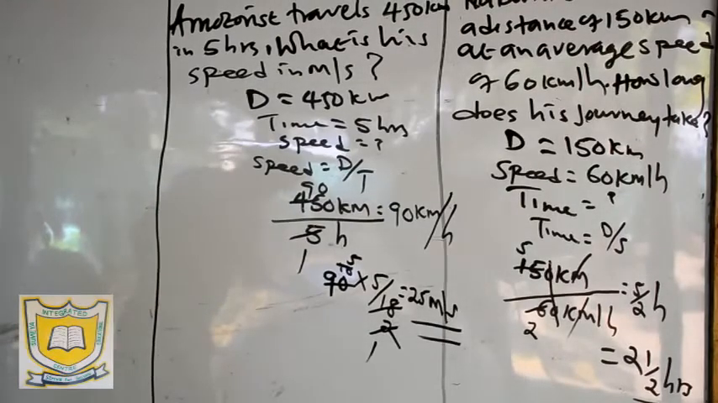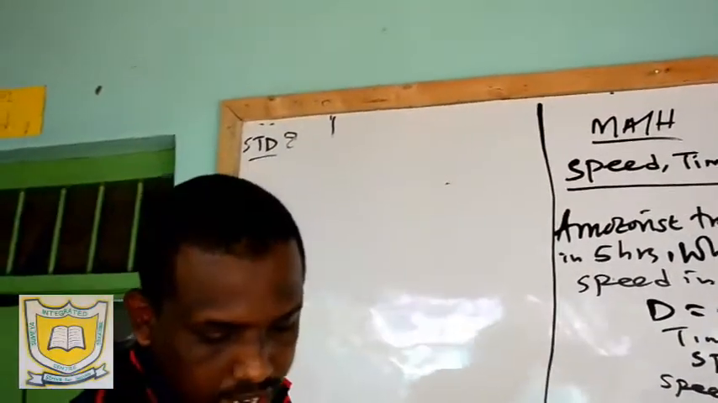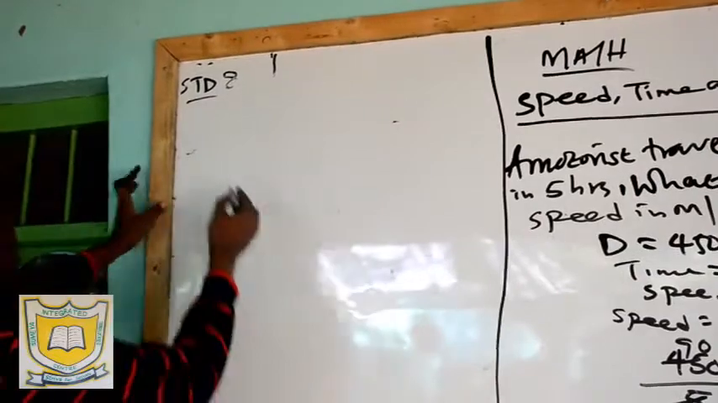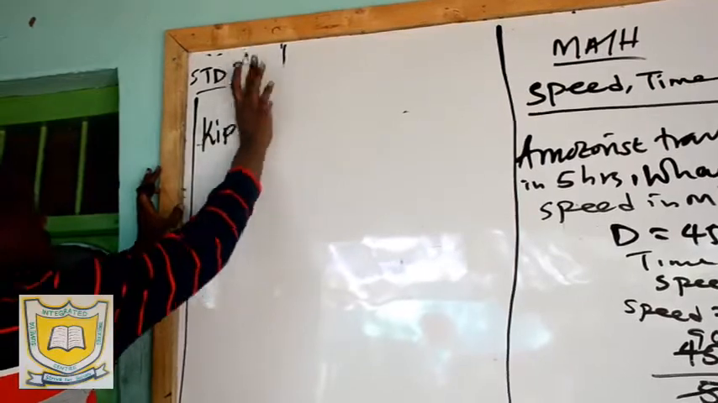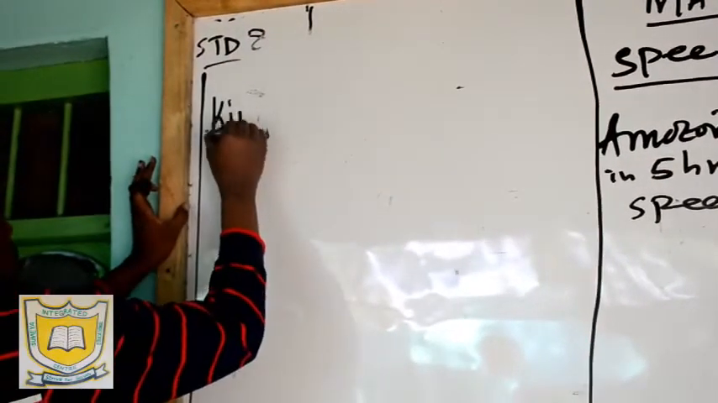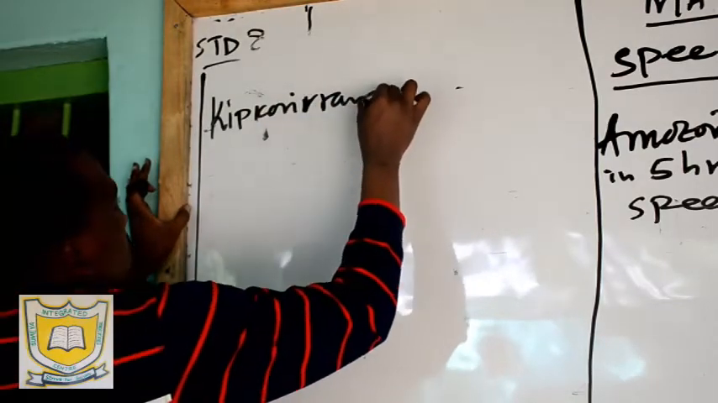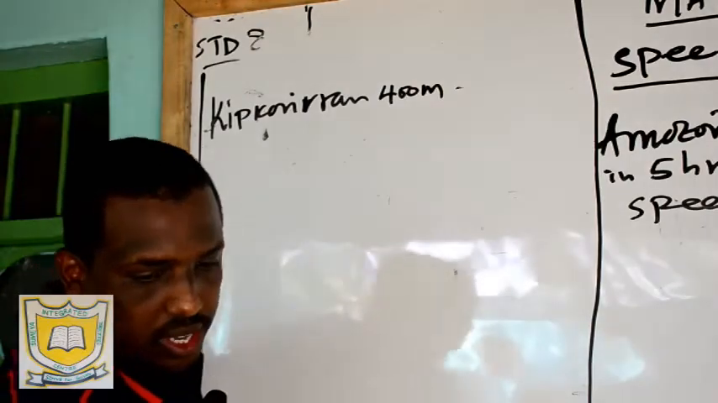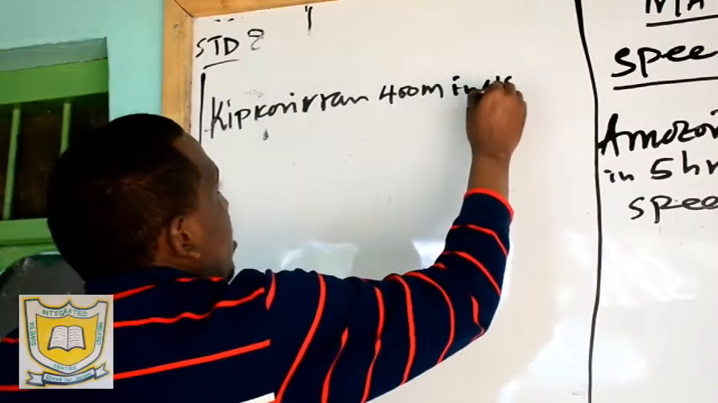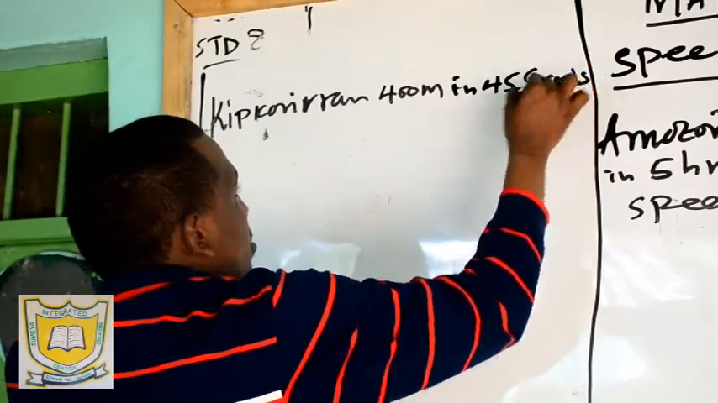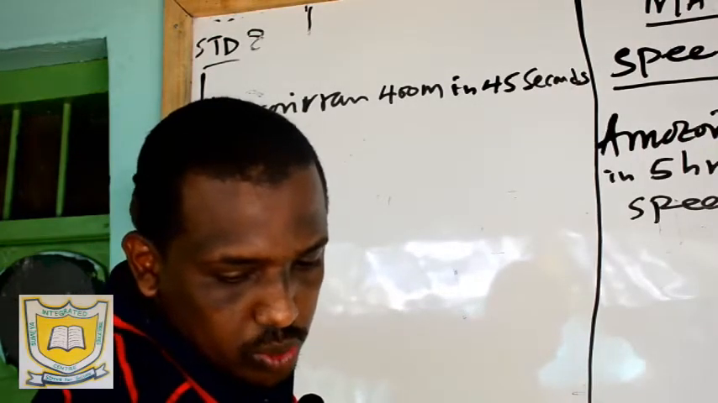Another question here. You are told, Kipkorir ran 400 meters in 45 seconds. Then they said, what was his speed in kilometers per hour?